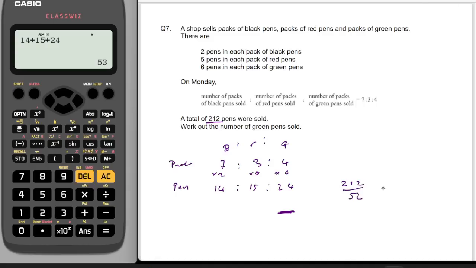So if I divide 212 by that, it goes in exactly 4 times. So the number of green pens is going to be 24 times by 4. We're going to have 96 green pens.